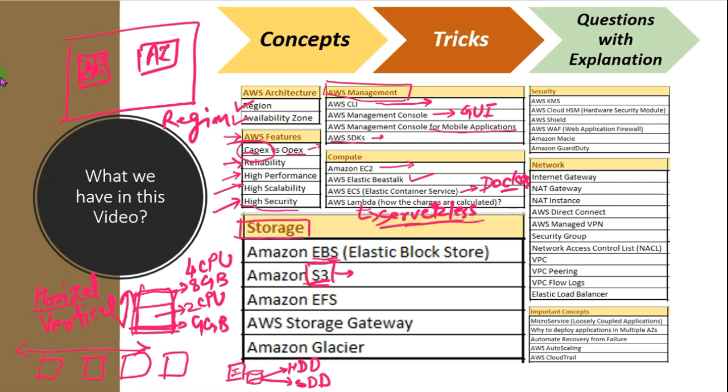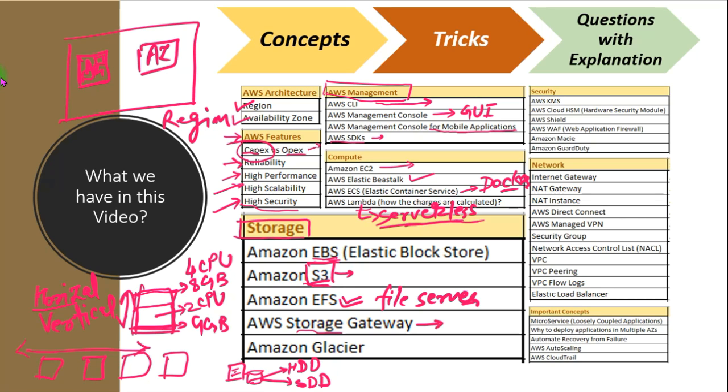The next service is Amazon EFS, that is Elastic File System. Elastic File System is a file storage service for Amazon Elastic Compute Cloud, like for EC2s. So it's like a file server in AWS, we can say. Next we have AWS Storage Gateway.